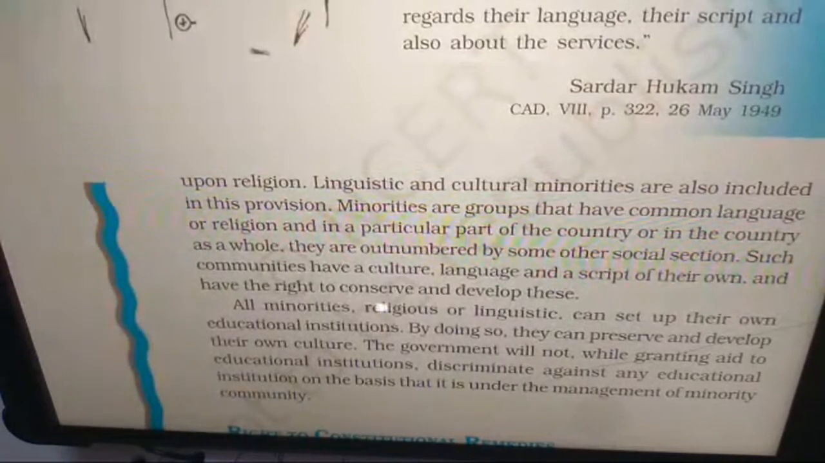All minorities, religious or linguistic, can set up their own educational institutions. By doing so, they can preserve and develop their own culture. The government will not, while granting aid to educational institutions, discriminate against any educational institution on the basis that it is under the management of a minority community.